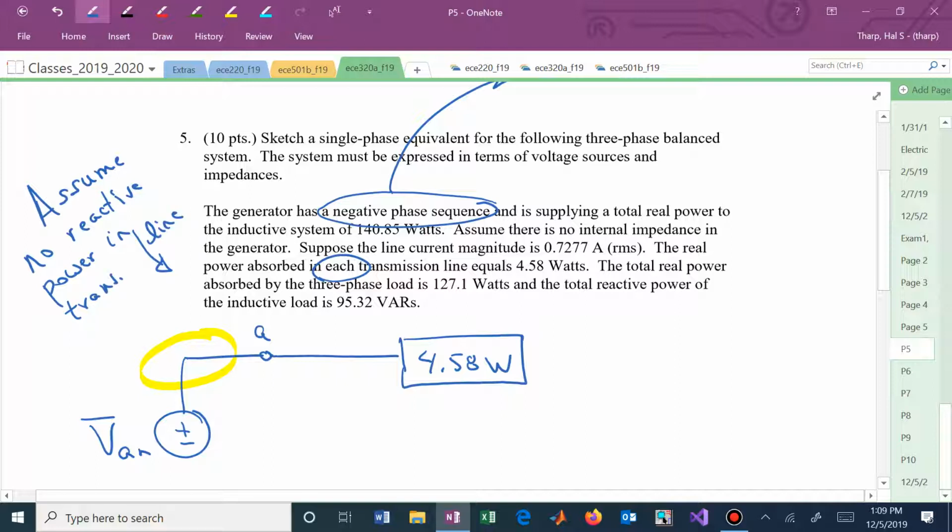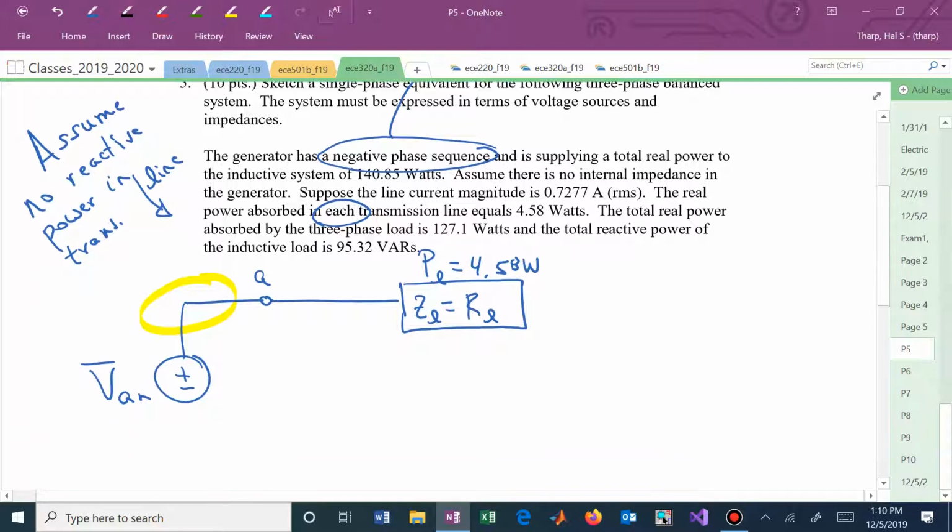Maybe if I was doing this better, I would say the power of the line is now 4.58 watts, and if there's no reactive power, my transmission line impedance is all real. And then they tell me something about the total real power. So you have to keep track of what's total, what's each, etc.